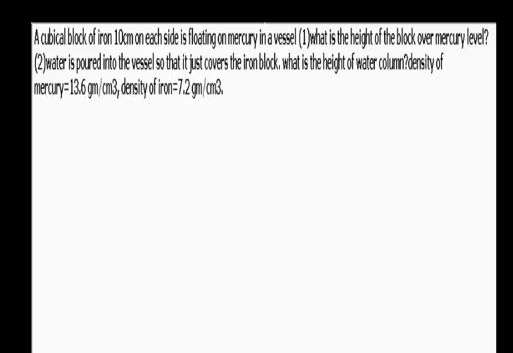This question is definitely a little tricky, and whenever you come across a question that you're stumped on, or you're just stuck and you can't really understand the concept, I always find that the easiest thing to do is to draw out the scenario. That way you have a clear understanding of what the question is asking. So let's start by breaking down the question into parts. We've got a cubical block of iron that is 10 centimeters on each side floating on mercury in a vessel.